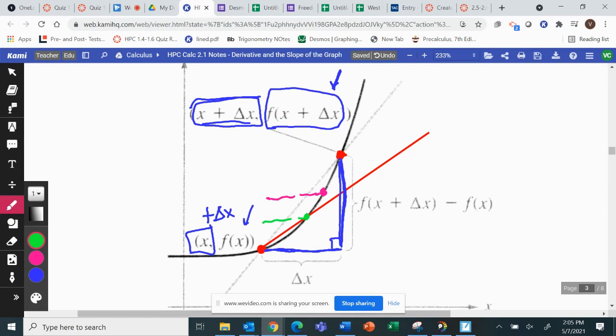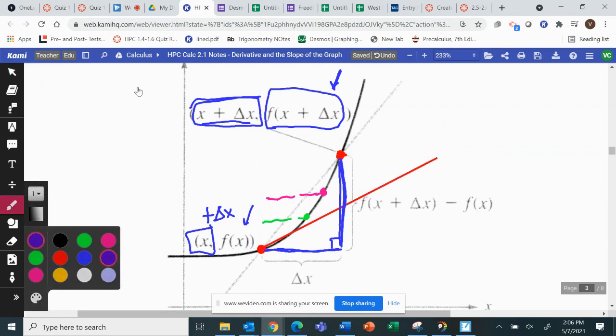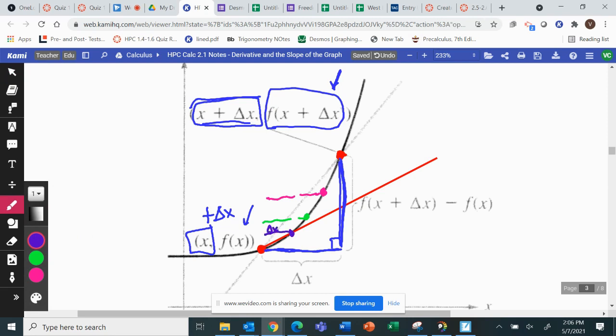Do you understand what I'm talking about? Where I'm talking about the delta x, the change from the original x to the new x is getting smaller as I'm taking this graph and I am moving it down. So now here the delta x is getting smaller. Smaller delta x.